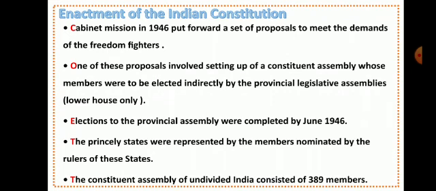The Constituent Assembly of Undivided India consisted of 389 members. So in that, 292 were elected, 93 were nominated by the princely states, 3 from Chief Commissioner provinces and 1 from the British. So the Constitution of India was framed by the Constituent Assembly.